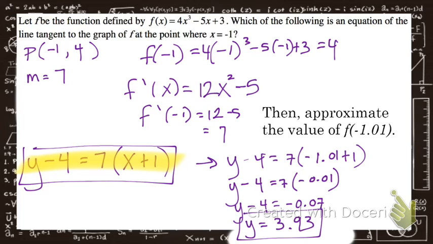Final answer. Now, that is an approximation. That is not the exact value if I would have plugged negative 1.01 into the original equation. However, if this was a multiple choice question, they would have put the exact value on there as well, and it would be wrong. They just want the approximation using the tangent line, not the exact value.